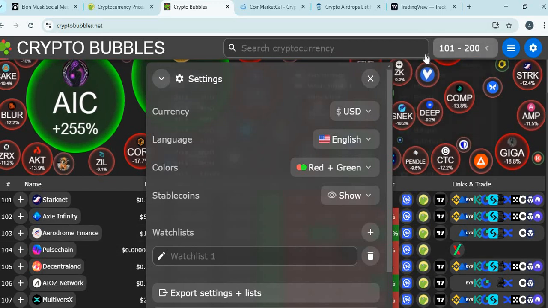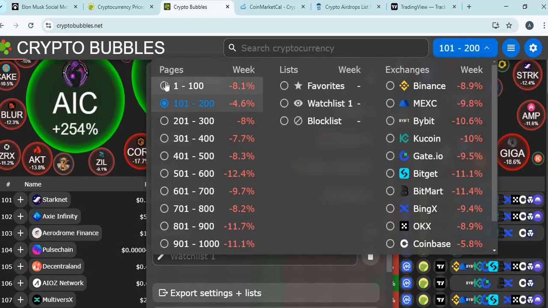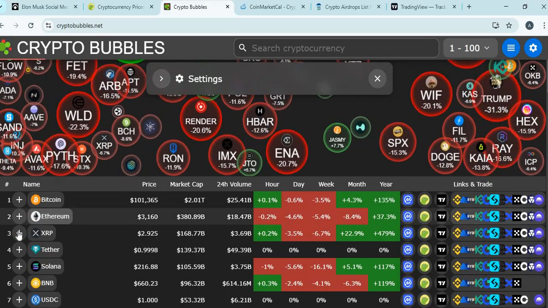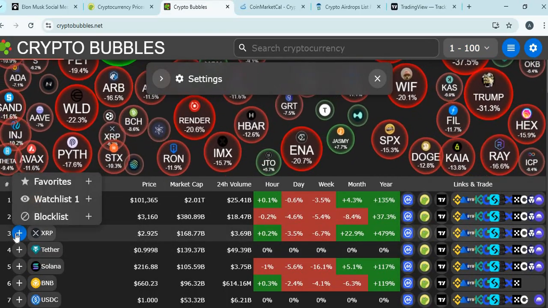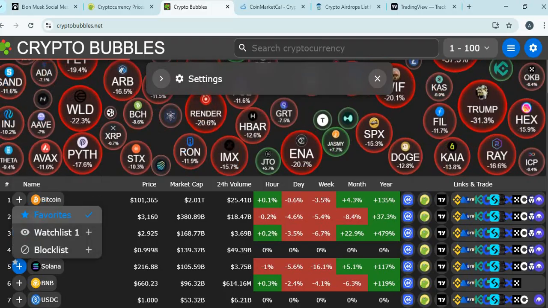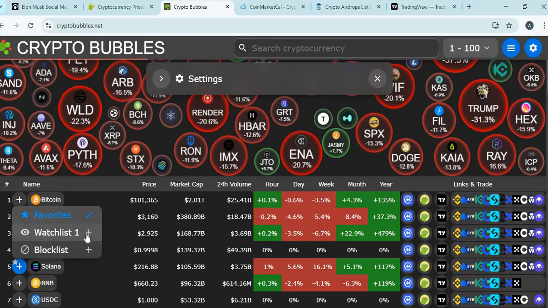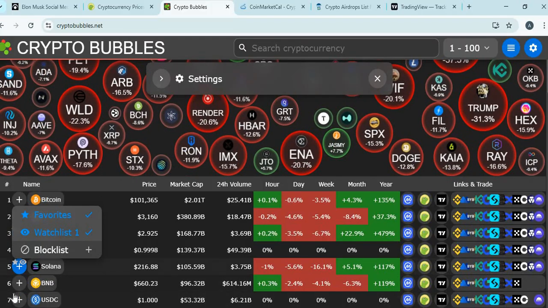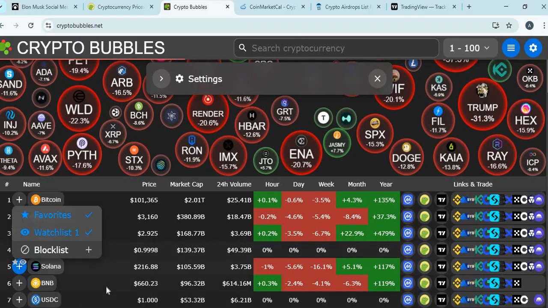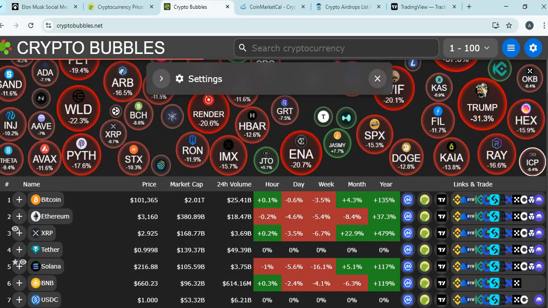First, let me go back to first 100, and then secondly, let me add a few coins to my watch list. Or you can set them as preferred. You can do as much as you want to do and play around with this. It will really help you.